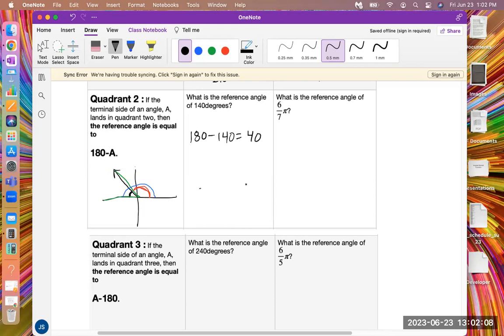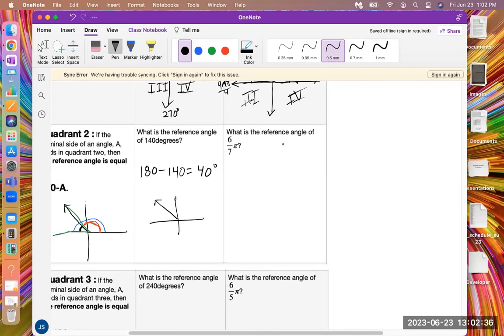Honestly, I draw the picture every single time. 140 degrees, around there, because I know this is 180, and I know this is 90, so I know 140 is somewhere in there. So I draw it first, and then that drawing of it helps me remember the formula of how to find it. Okay, so that angle there is 40 degrees as well.